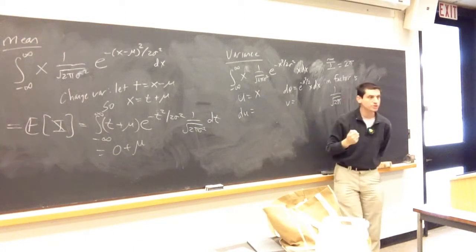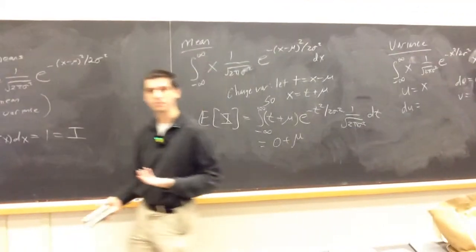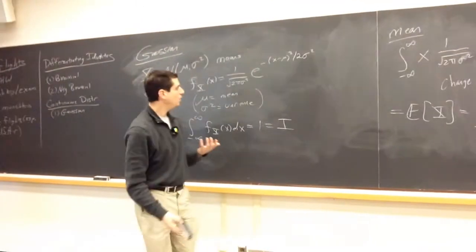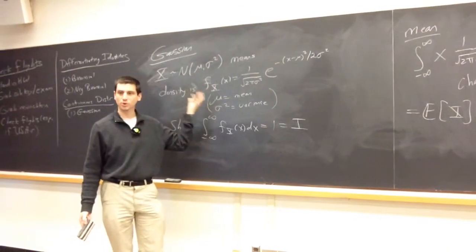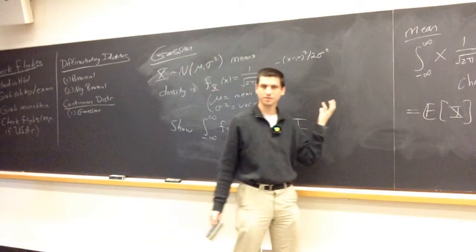So you can do this using integration by parts. You can then calculate the general moments by just repeatedly using this. How else do you think we could calculate the moments of the Gaussian? What other method could we use?